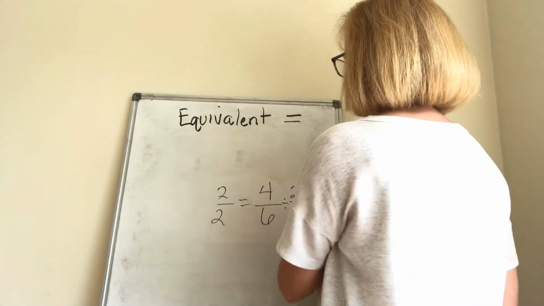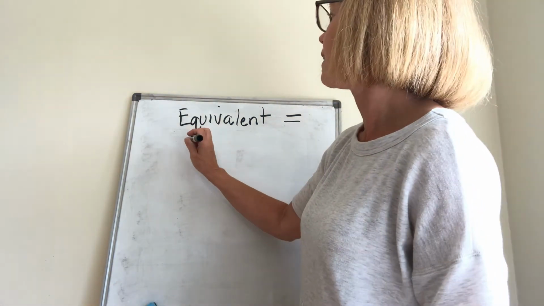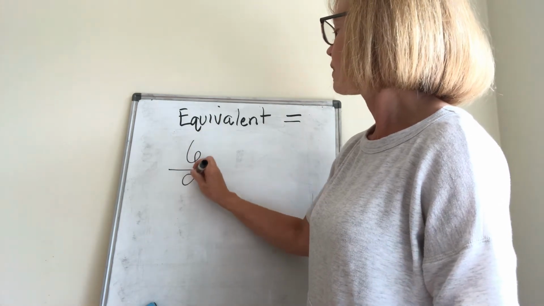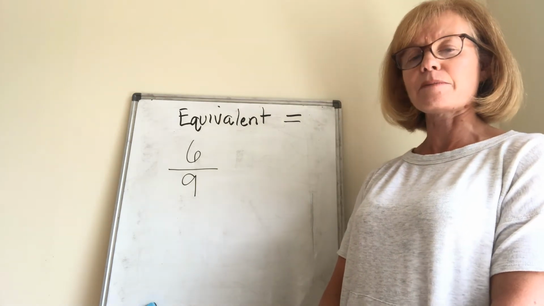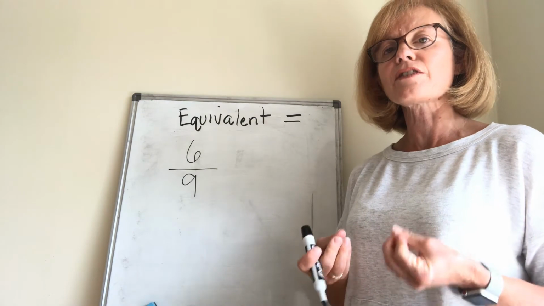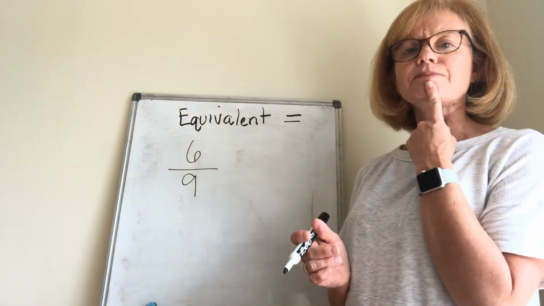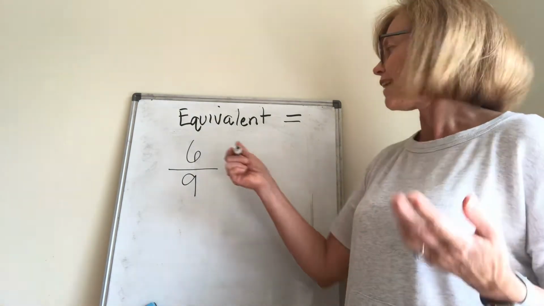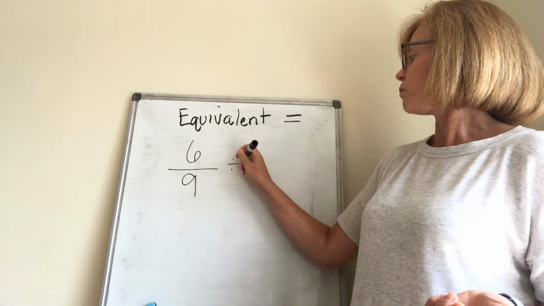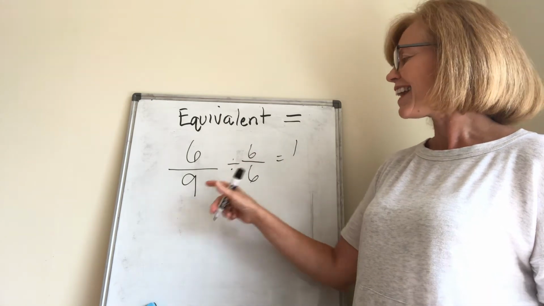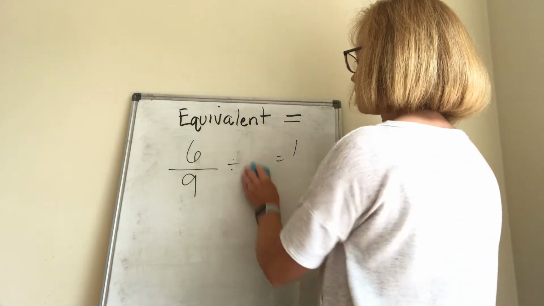Let's try another one here. What if we had 6/9? What do you think we could divide both 6 and 9 by in order to find an equivalent fraction where the numerator and denominator are less? So let me think. I could try to start with 6. 6 divided by 6 is 1, but I cannot evenly divide 9 by 6. So I can't divide both by 6.